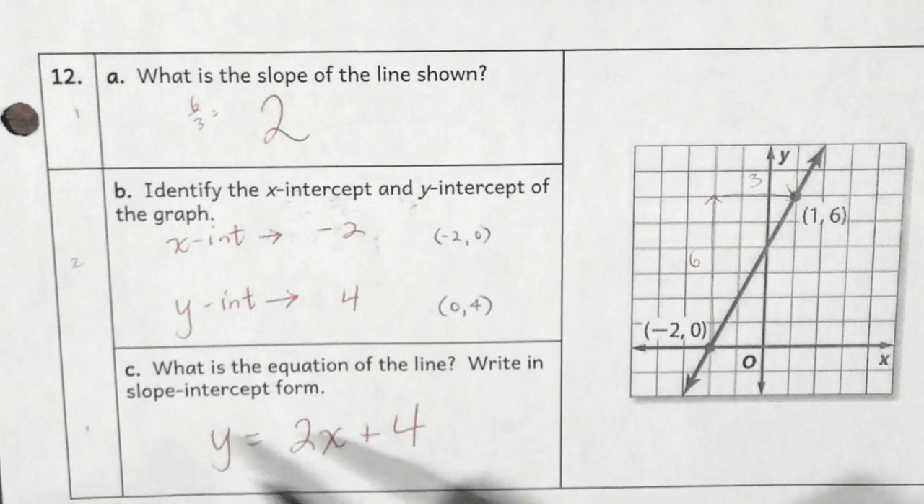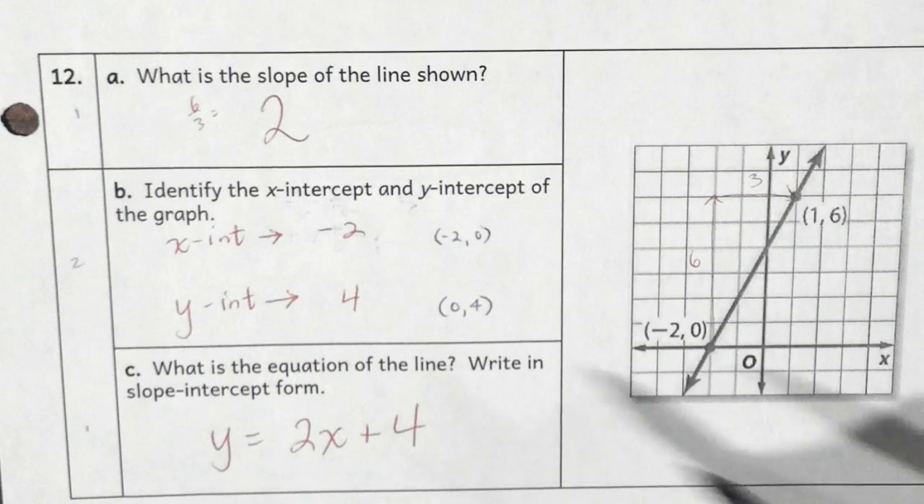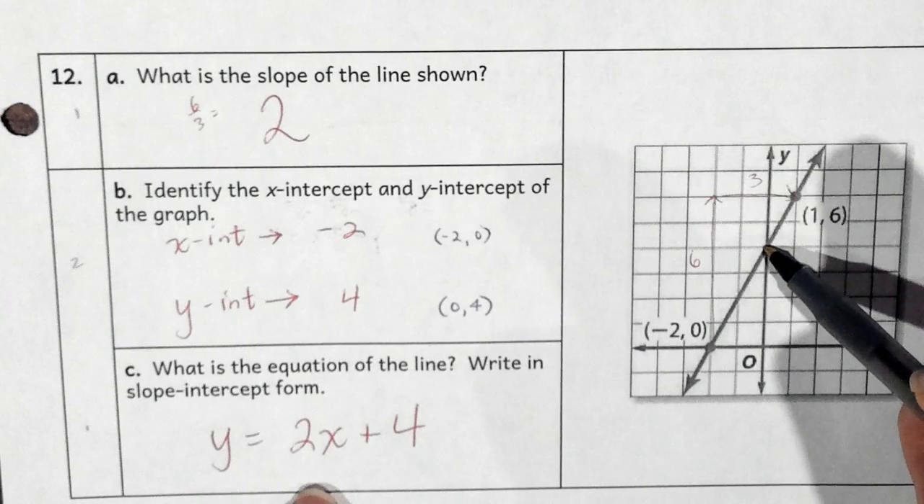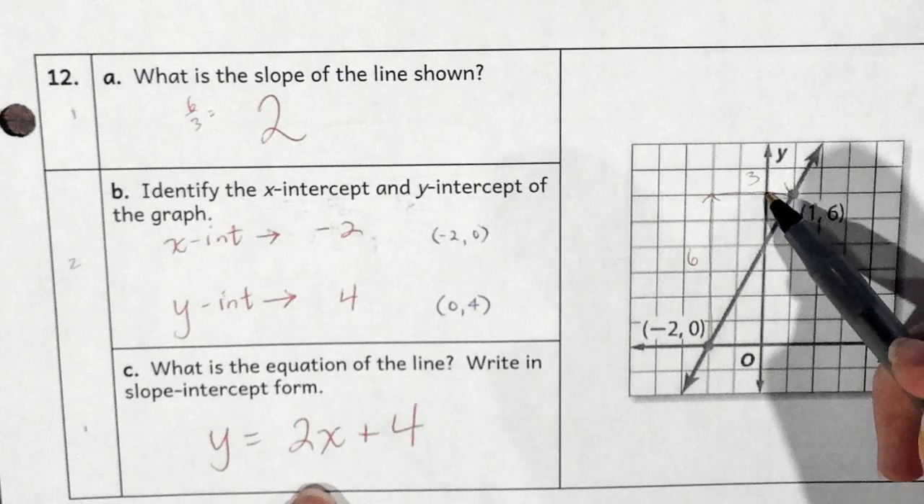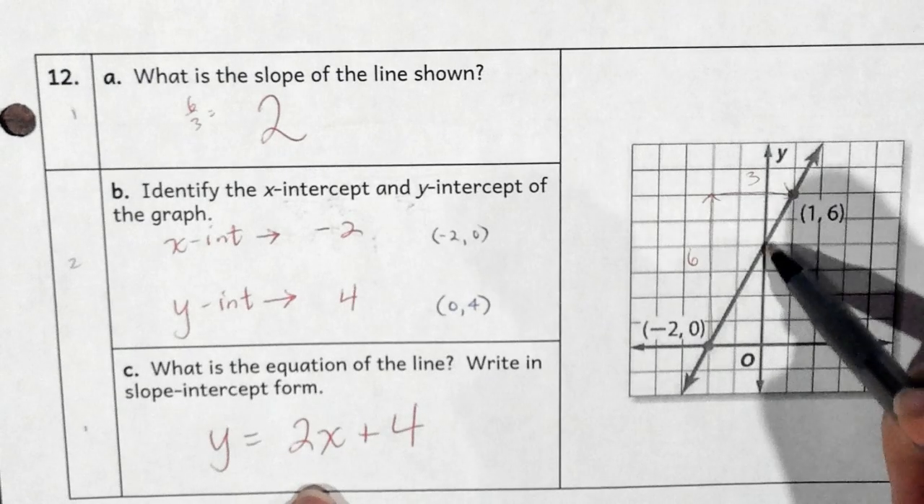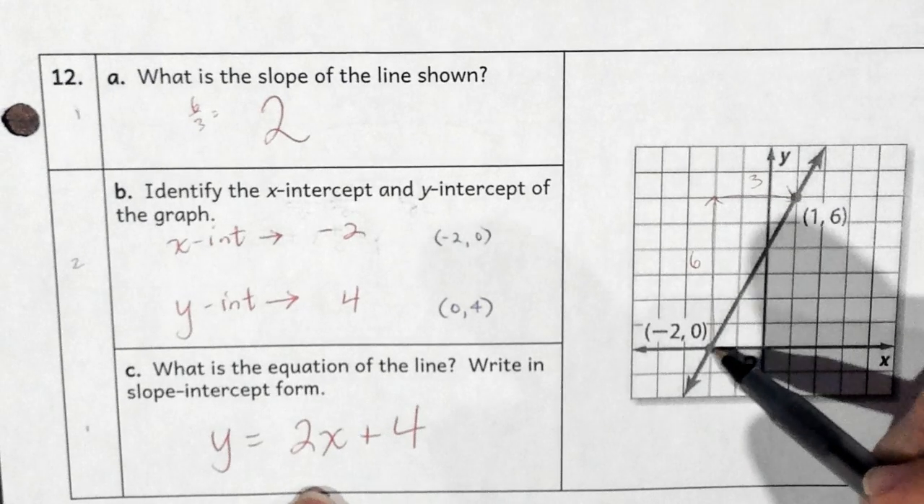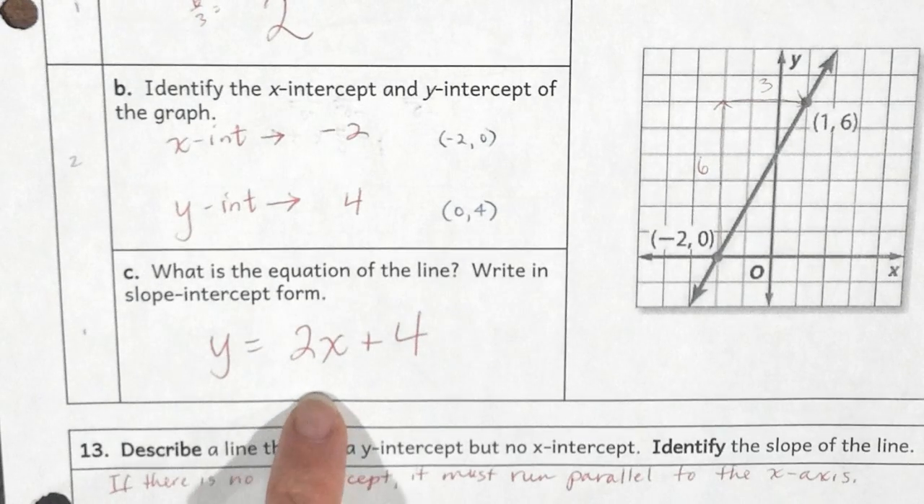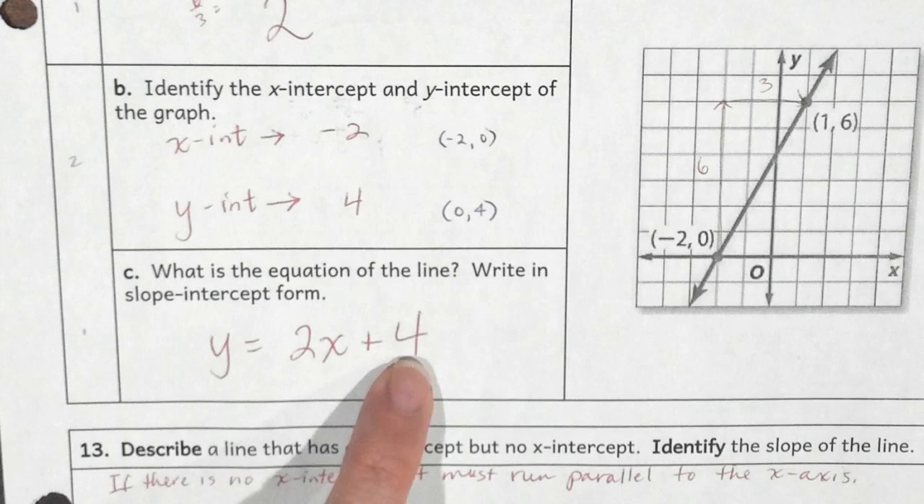And what is the equation of the line? Well, my y-intercept is at 4, and from there I can see I go up 2, right 1, or down 2, left 1, down 2, left 1. Either way, it's going to be a 2 as my slope, so y equals 2x plus 4.